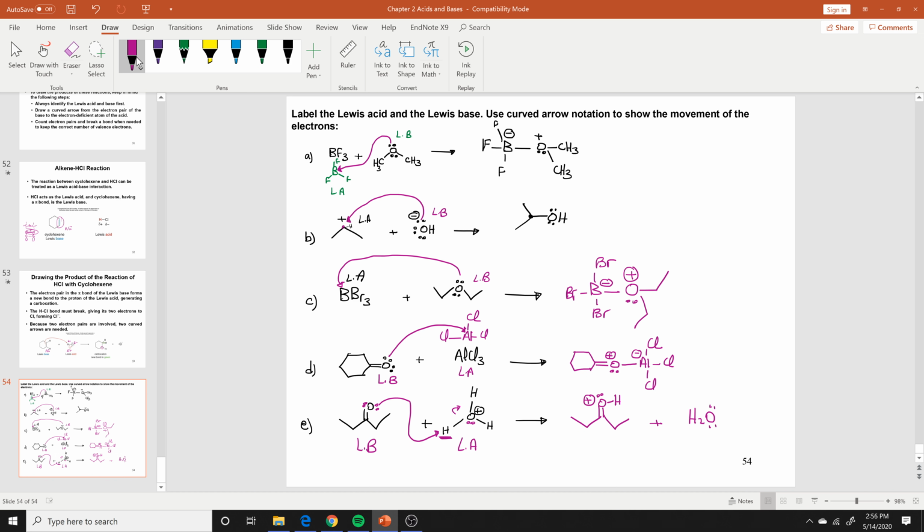If this is the Bronsted-Lowry base, and this is the Bronsted-Lowry acid, then this is going to be the conjugate acid, and this is going to be the conjugate base over there. Okay, so this is the end of chapter 2.